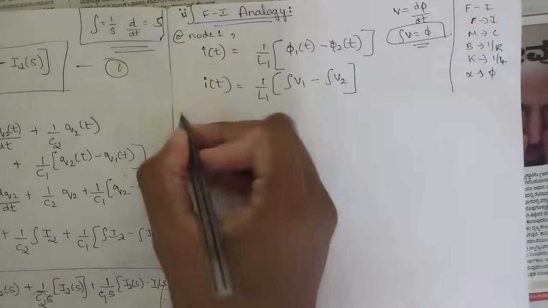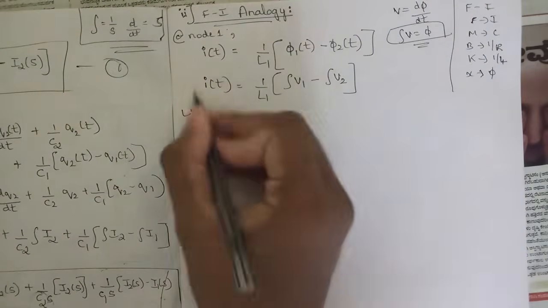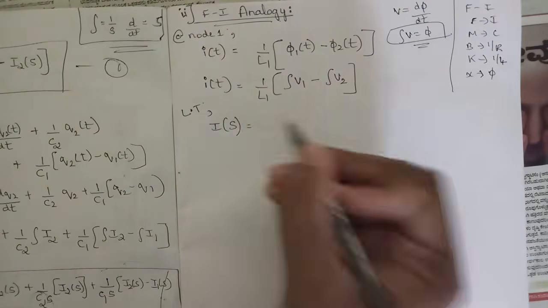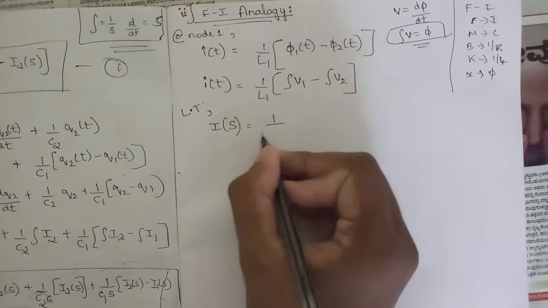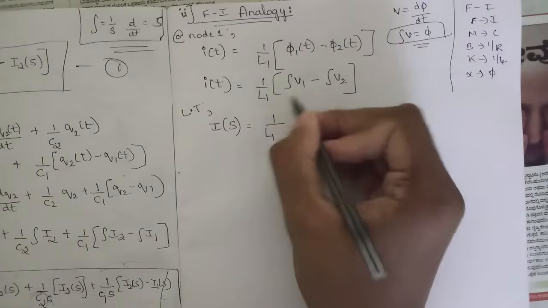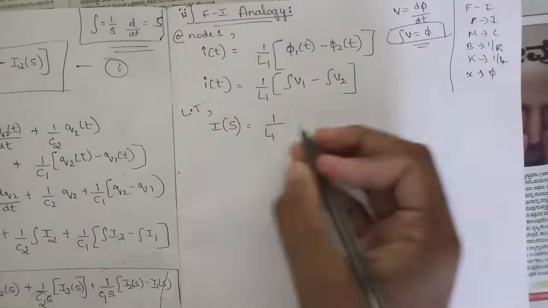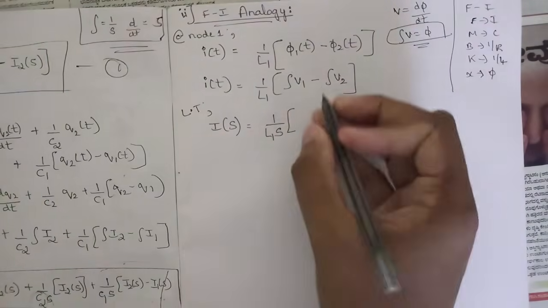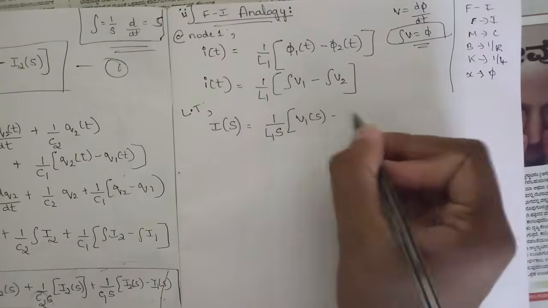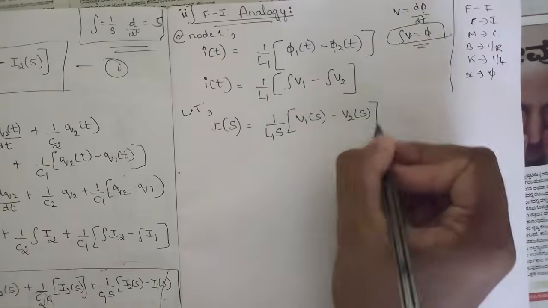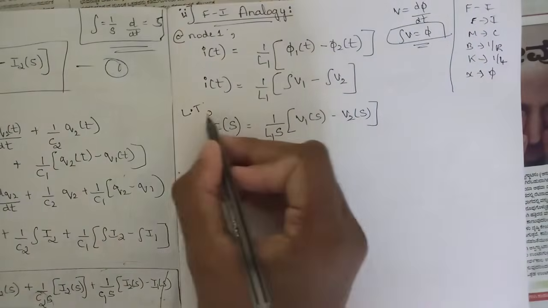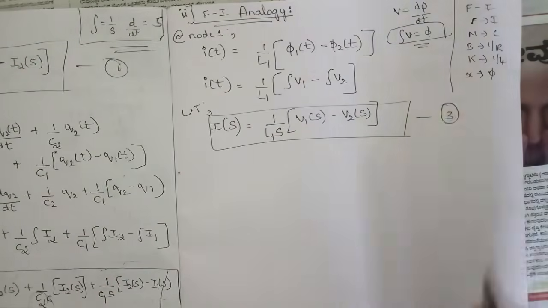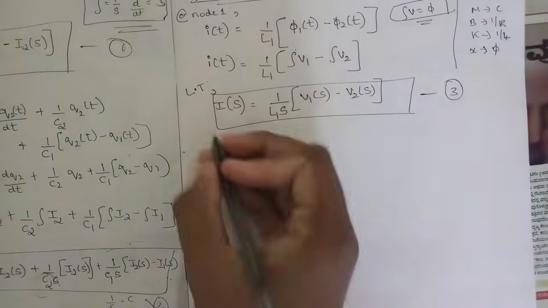Now we need to take the Laplace transform again, to change the time domain into the S domain. I of t becomes I of S, equal to 1 by L1 into, and since integration becomes 1 by S when we take the Laplace transform, 1 by L1 into S into V1 of S minus V2 of S. So this is your equation, name it equation 3. This is for node 1.